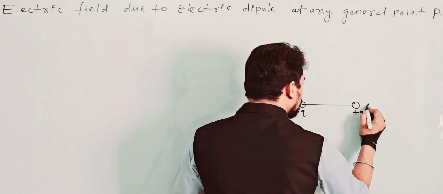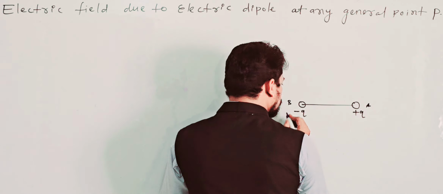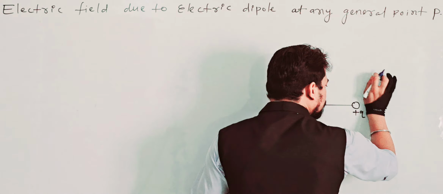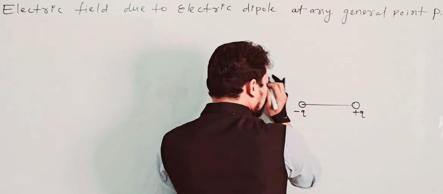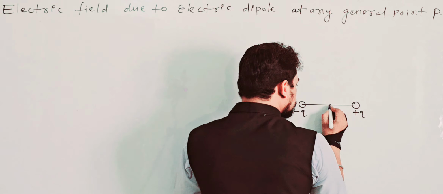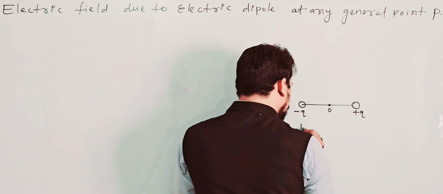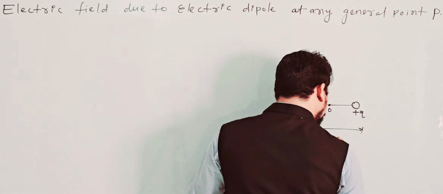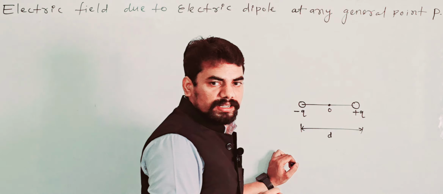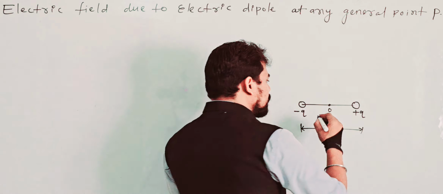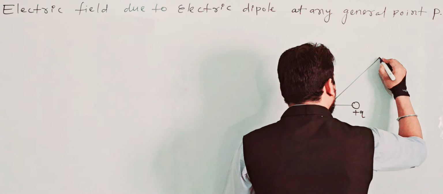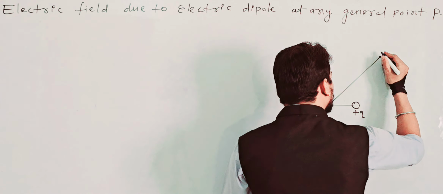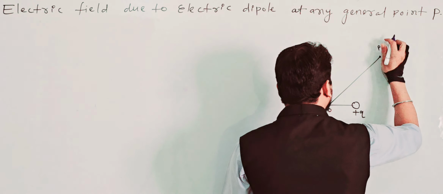This point is A and this point is B. This is the center of the dipole and this is the separation, which means the length of the dipole. Any general point is this. This is the general point P.